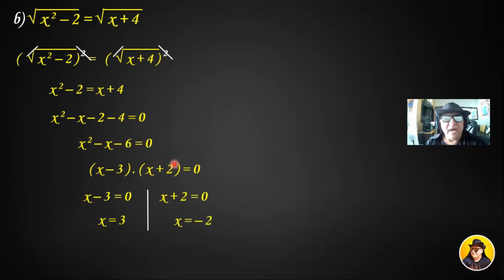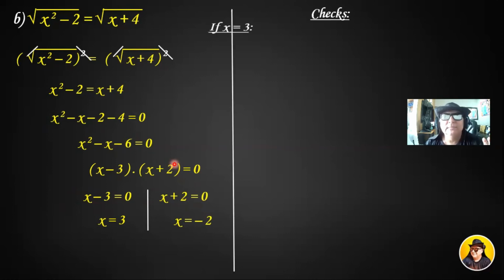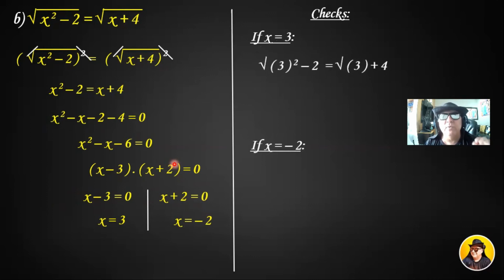Okay, we have to check. They are supposed to be the answers, but since we don't know, let's check. We have to check if x is 3 and also if x is -2. Checking. So replace the values into the equation.